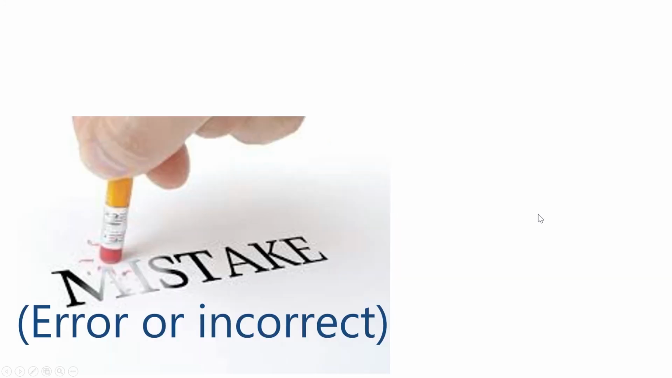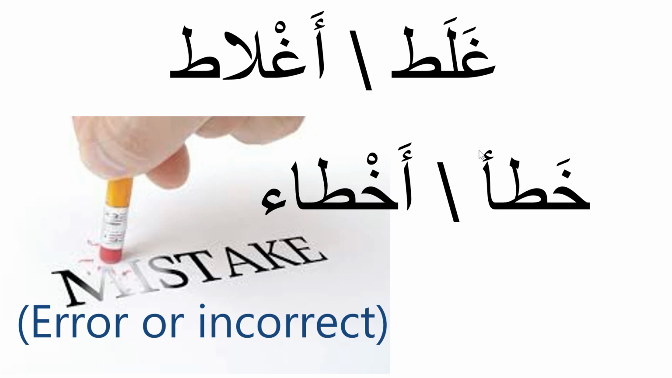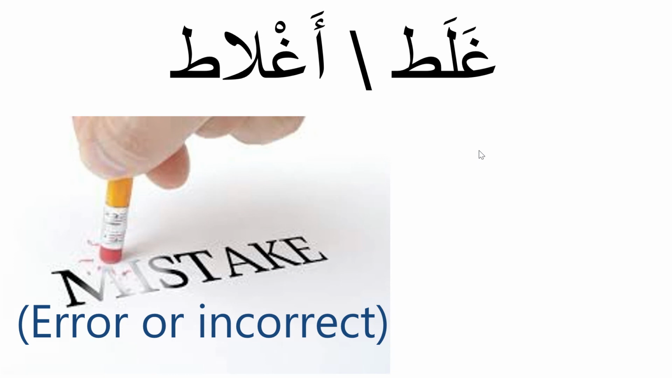And then how would you say there is a mistake, right? Well, there's two synonyms we have here on this slide. Let's deal with the first one. You can't see the second one. Let's hide that for now. So غلط with a غين. That is a mistake or an error, right? هناك غلط. There is an error. There is a mistake.